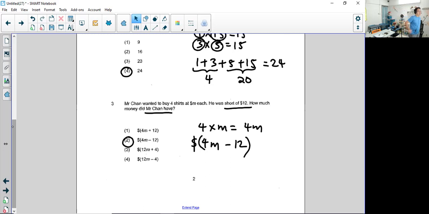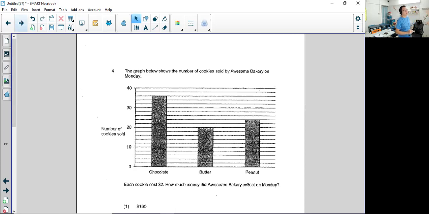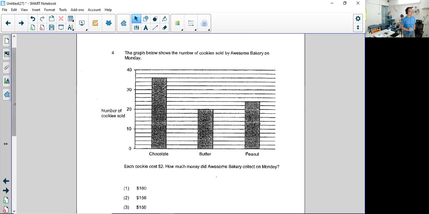Question number 4. The table shows the number of cookies sold by Awesome Bakery on Monday. To do this question, if it's a bar graph or line graph, you will need to put the numbers on the graph. So you have to count the gaps. How do you count the gaps? 1, 2, 3, 4, 5. So there are 5 gaps. And how many is 5 gaps? 10 minus 0 will be 10. So your 1 gap will be 10 divided by 5, which is 2.